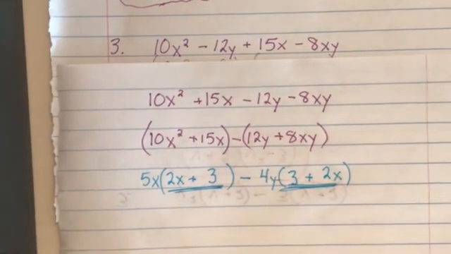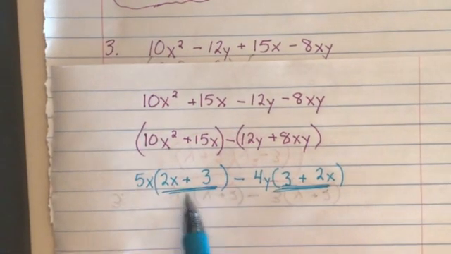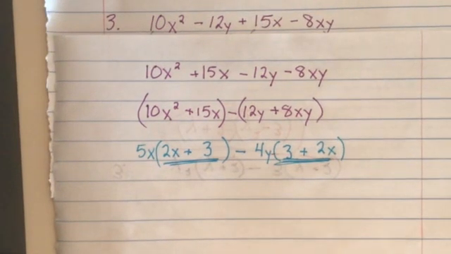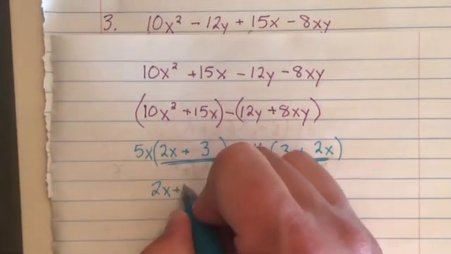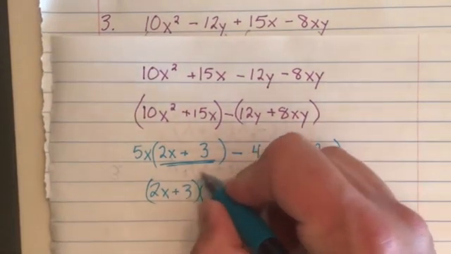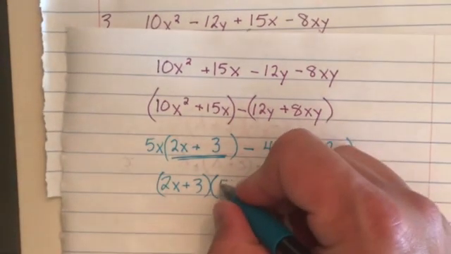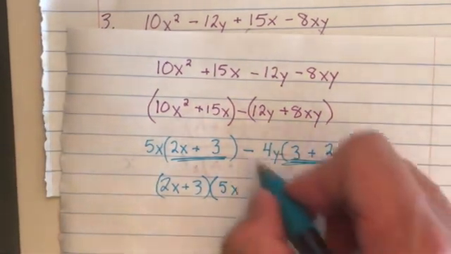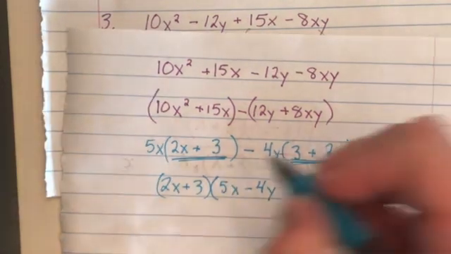Now, I could rewrite those terms so that the 2x plus 3 is in the same order as this 2x plus 3, but I know that that's the same thing. So I'm just going to factor out that common binomial factor, 2x plus 3. 2x plus 3 times something is our whole first term. That something is 5x. 2x plus 3 times something is my whole second term. That something is a minus 4y.